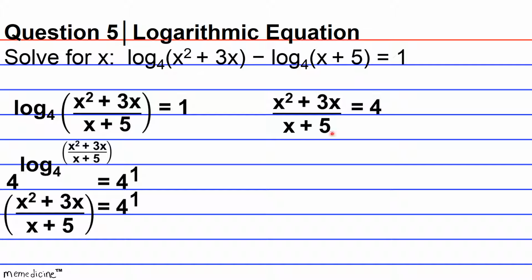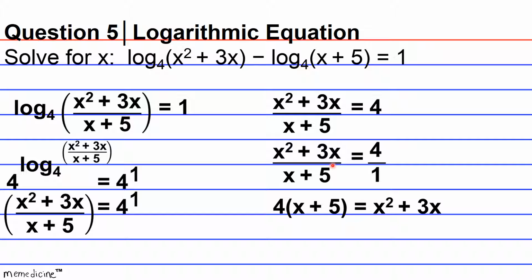Now what we can do is cross multiply, and we're going to transform the 4 on the right-hand side into a fraction to better illustrate this cross multiplication. So we end up with x squared plus 3x is equivalent to 4 times x plus 5. Now we can distribute the 4, and we get that 4x plus 20 equals x squared plus 3x.